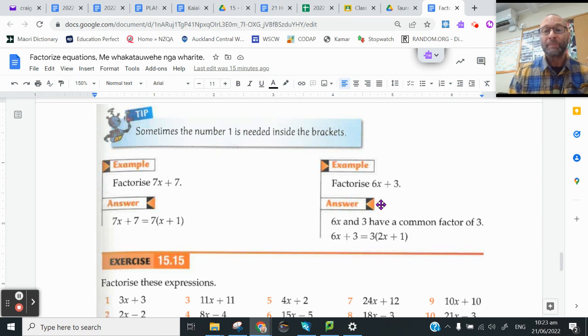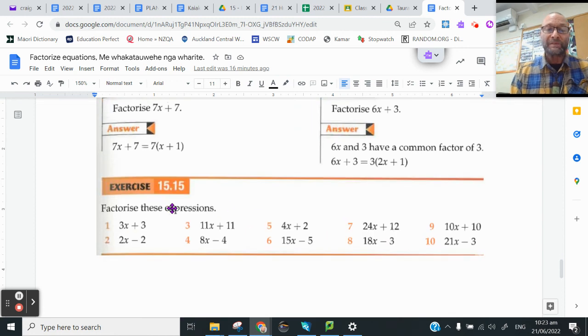Let's try one more. We've got factorizing 6x plus 3. Well, the biggest common factor of 6x and 3 is 3. 3 goes outside the brackets. And then each one of these two terms will, one at a time, be divided by 3. 6x divided by 3, 2x. And 3 divided by 3 gives us 1. So there's an introduction to factorizing equations. Me whakatauwehe ngā wharite. You're now ready for 15.15.